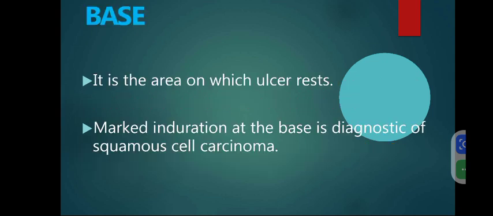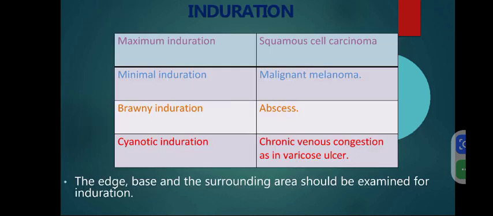The base is the area on which the ulcer rests. Marked induration at the base is diagnostic of squamous cell carcinoma. Induration: maximum induration, squamous cell carcinoma; minimum induration, malignant melanoma; brownian induration, abscess; cyanotic induration, chronic venous congestion, as in varicose ulcer. The edge, base, and the surrounding area should be examined for induration.